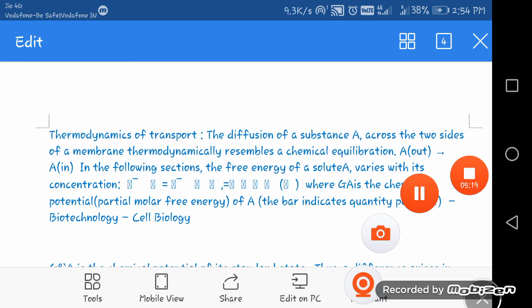Let us take an example, valinomycin. Okay, valinomycin is the best characterized ionophore, binding potassium ions. It is a cyclic peptide. Okay, so this is the example of the ionophores.